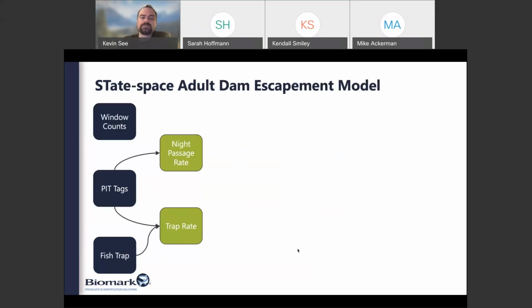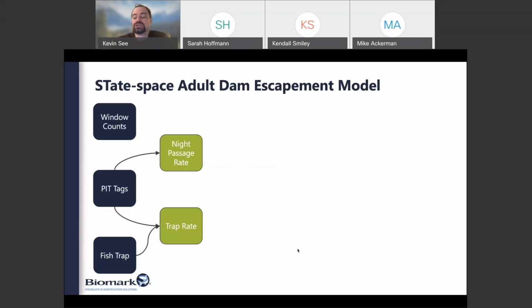So from your PIT tags, you can get a few different pieces of information. You can get an understanding for the proportion of fish that may be crossing the dam while the window is closed. And by closed, again, that means nobody's actually counting them. So these are fish that are being missed by that window count. What proportion are going over at night? And there is some non-zero portion where that's happening. And that may vary by species and by time of year and so forth.